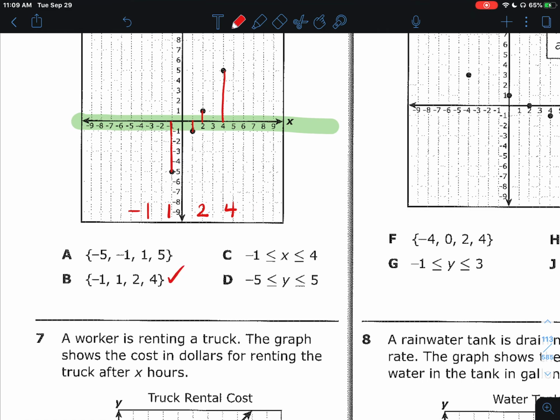So it's B. Now, here's the thing. Some people might have been tempted to pick this, but guess what? This graph is not interconnected. We didn't see this, right? They're all separate. So I cannot select continuous types of domain and range. I can only choose from the discrete ones. But this is certainly not it.